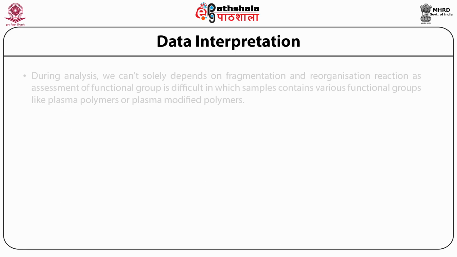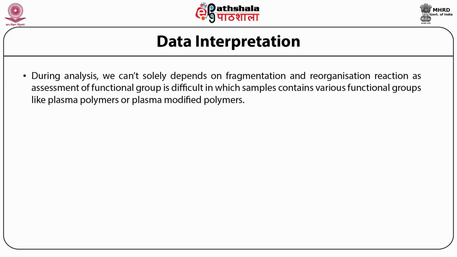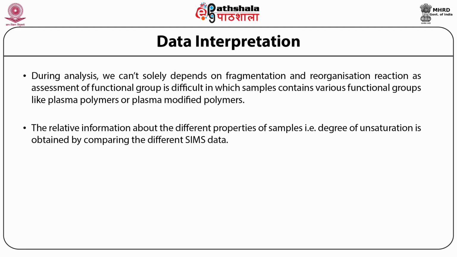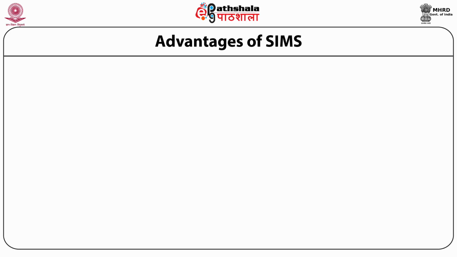Data interpretation. During analysis, we cannot solely depend on fragmentation and rearrangement reactions, as assessment of functional groups is difficult in samples containing various functional groups, like plasma polymers or plasma modified polymers. Relative information about the different properties of samples, that is degree of unsaturation, is obtained by comparing the different SIMS data. We will talk about the advantages of SIMS, secondary ion mass spectrometry.